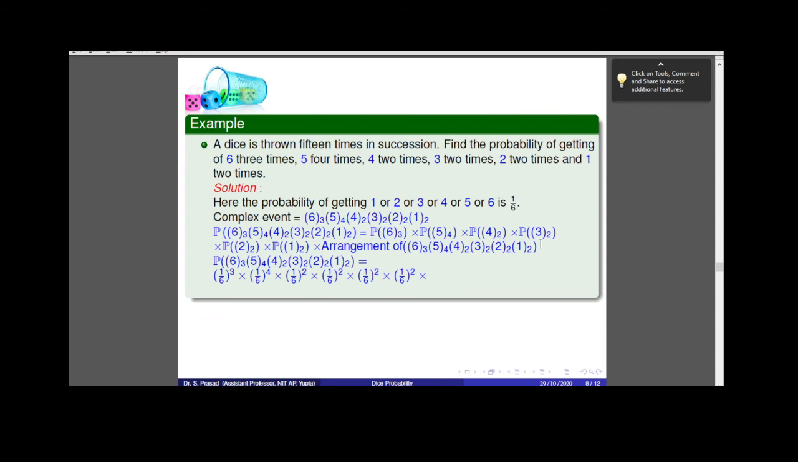Then what is the arrangement? The dice is thrown 15 times in total. Then we write 15 factorial divided by 3 factorial for 6 occurring 3 times, 4 factorial for 5 occurring 4 times, 2 factorial for 4 occurring 2 times, 2 factorial for 3, 2 factorial for 2, and 2 factorial for 1. This is the simplified answer for this question.